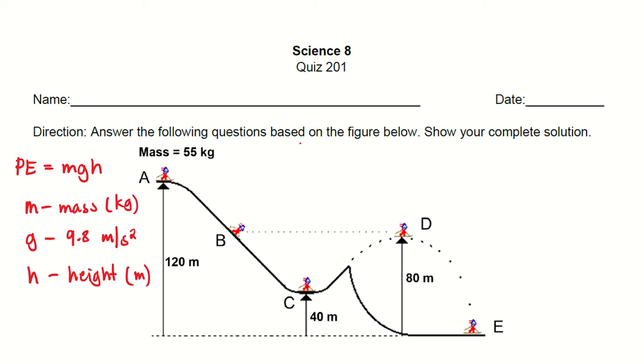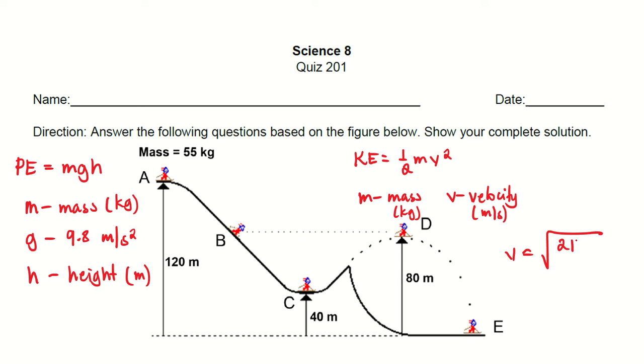Also, don't forget the formula for kinetic energy. Kinetic energy is equal to 1/2 mv squared, where m is the mass and v is the velocity. Mass is in kilograms, velocity is in meters per second. When you manipulate this formula for kinetic energy, you should be able to get the formula for v, the velocity. That is, v is equal to the square root of 2 times KE divided by m.